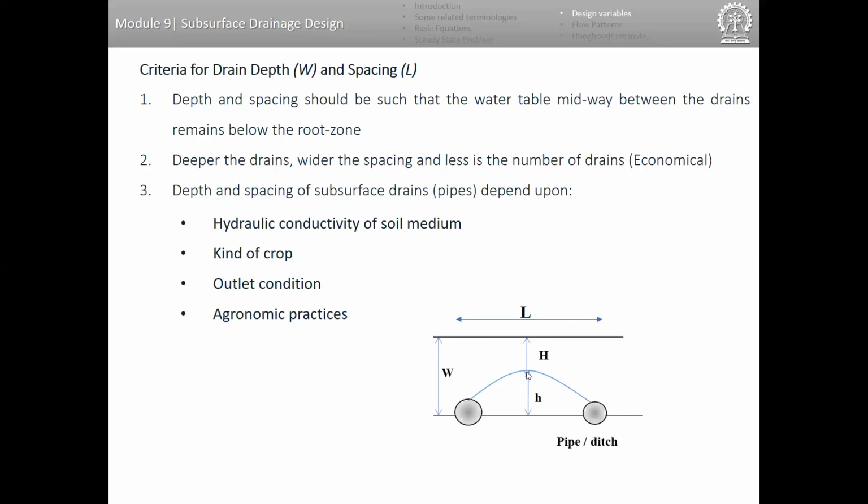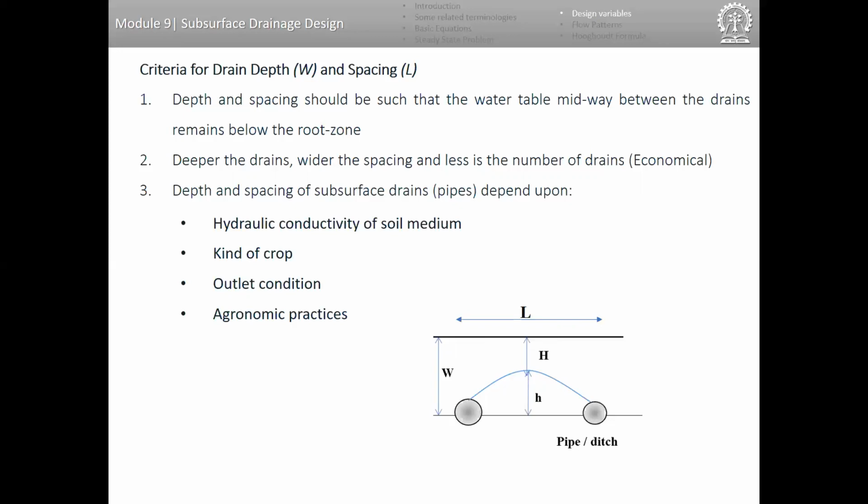The center of this water table is somewhere at L by 2 from this drain or this drain. The depth of the water table below the soil surface is around H, and this is the total head, which is driving the flow in this direction as well as in this direction.